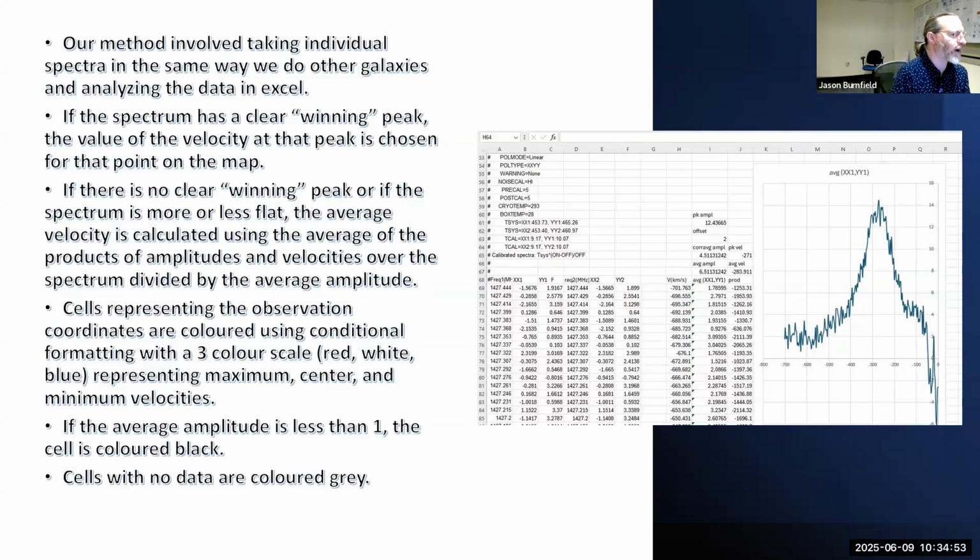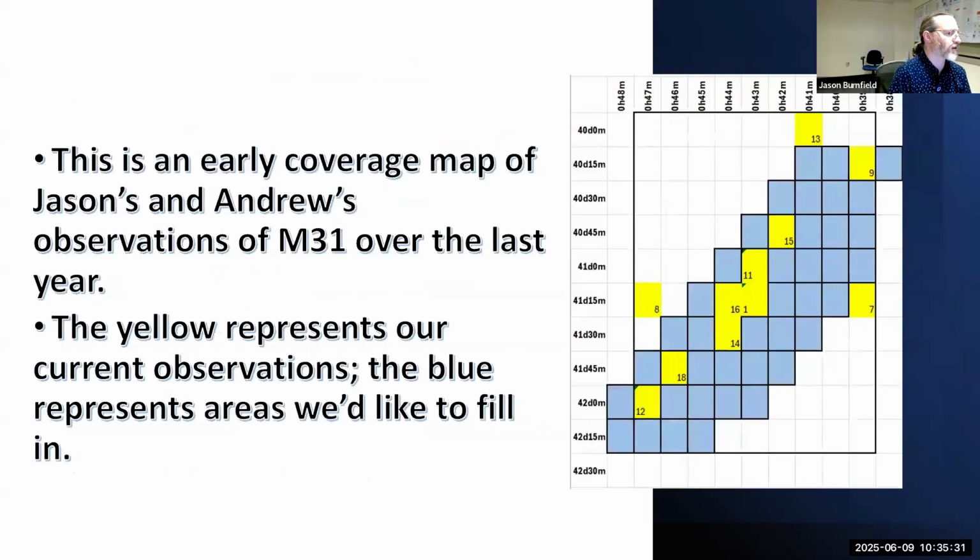And the way I would do the average on the spectrum is I basically multiplied the vertical scale by the horizontal scale, and then divided by the average of the vertical scale, and that would give me a point that was sort of like the geometric average of that. And I would only use that method if the spectrum didn't have some kind of obvious peak that was higher than the others.